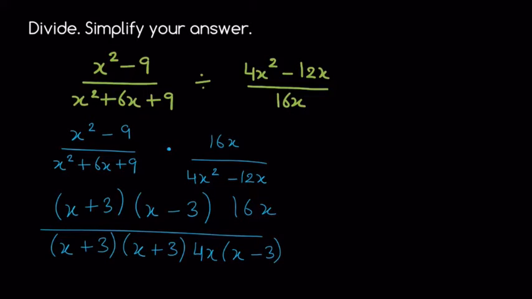Third step, we need to divide out the common factors. x plus 3, x minus 3, 16x and 4x share a common factor which is 4x, and what will be left is 4. So 4 over x plus 3.